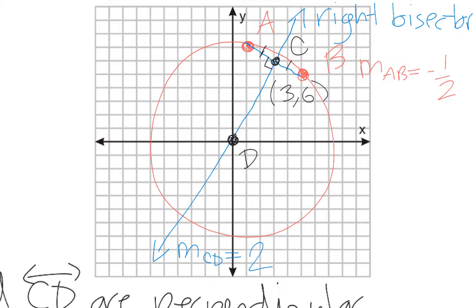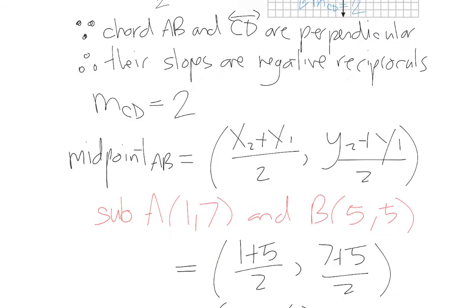If you refer back to the diagram, you'll see that your answer of 3 and 6 seems pretty reasonable as compared to the grid lines that are behind this Cartesian plane. Now that we have the slope of our right bisector and we have a point on our right bisector, we can find the Y-intercept. Let's do the work down here.